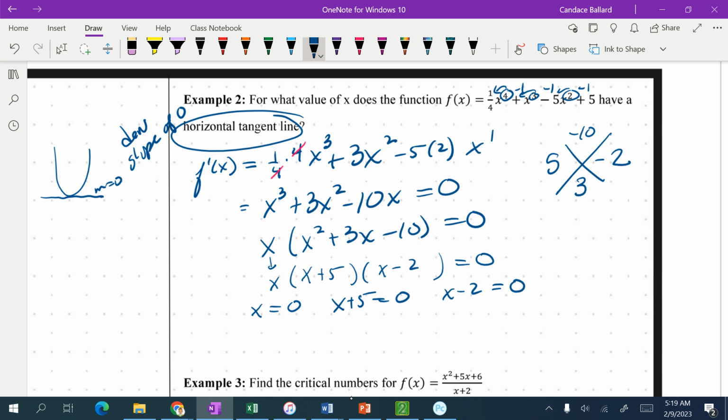So I already know one of my critical numbers is 0. I subtract the 5, so x equals negative 5 is a critical number. And then I add the 2, so x equals 2 is a critical number.